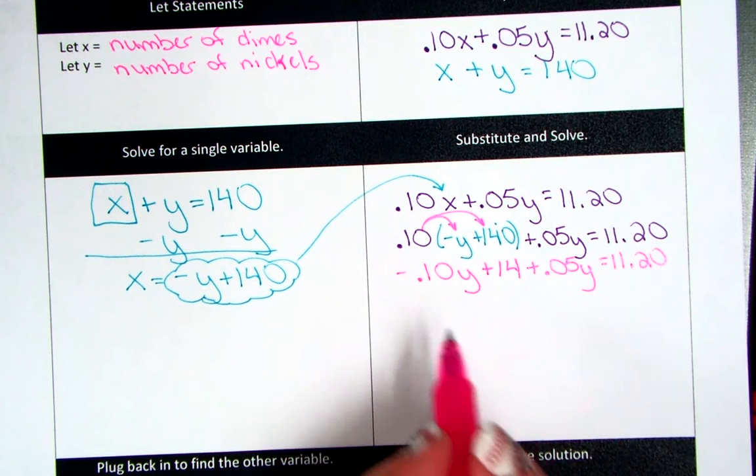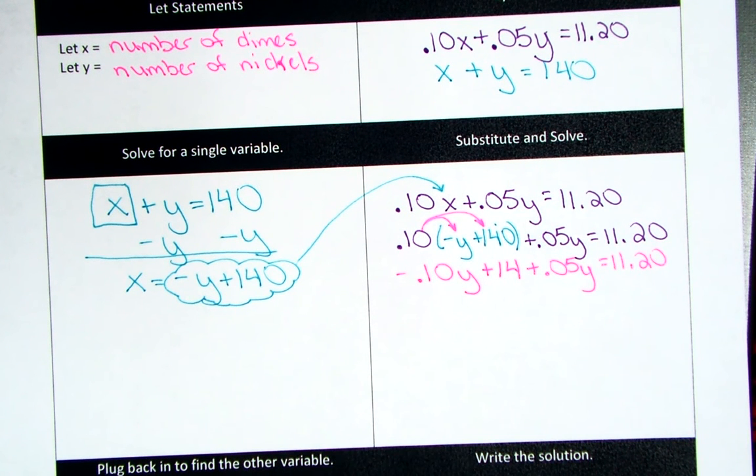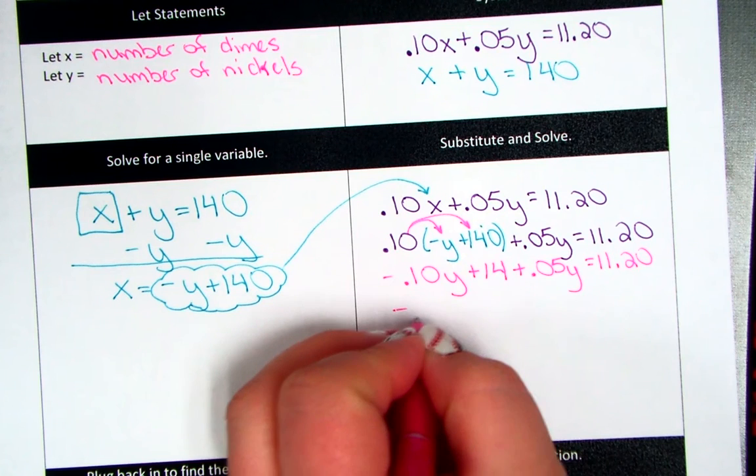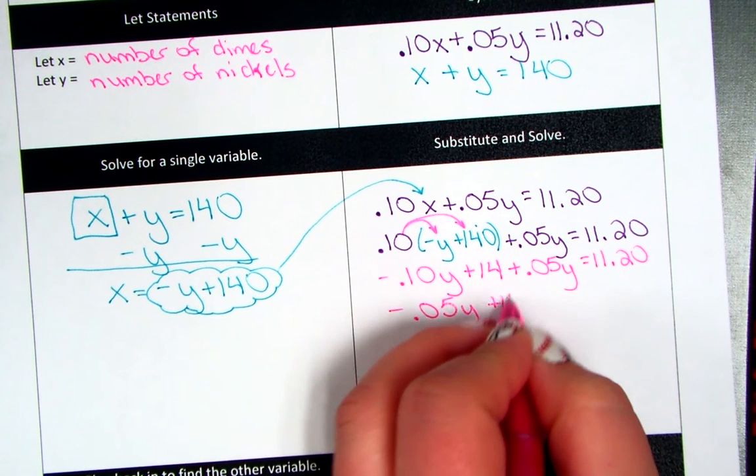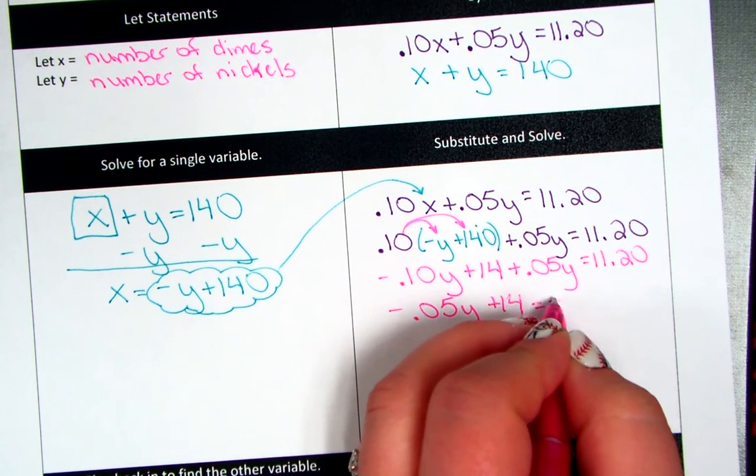Time to combine some like terms. We have negative 0.1 plus our 0.05, and you can just type those directly into your calculator. And we get negative 0.05y plus 14 equals our $11.20.